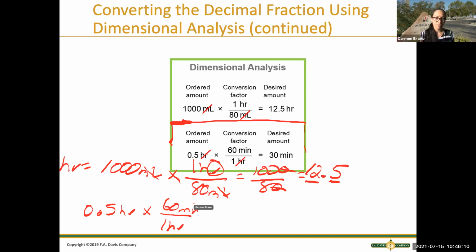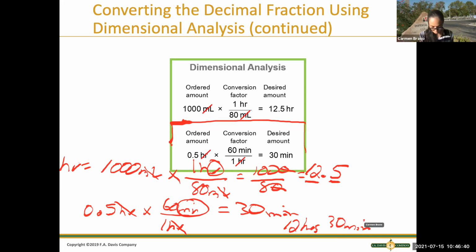We know that 0.5 is half an hour, it's 30 minutes, but sometimes we do have the 0.3, the 0.4, the 0.8, and you have to convert those. So that's how you would convert it. 0.5 times 60 is going to be 30 minutes. So my answer there would actually be 12 hours and 30 minutes for that infusion to be completed. You guys follow me?